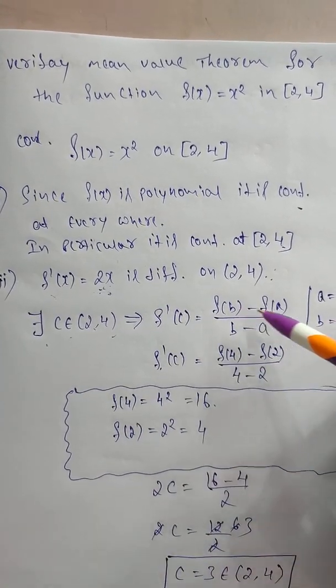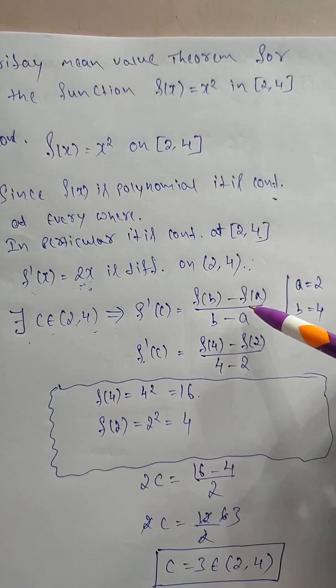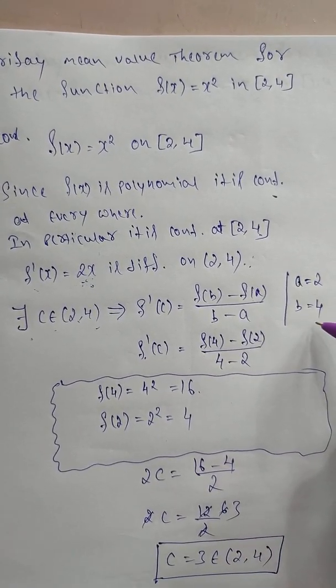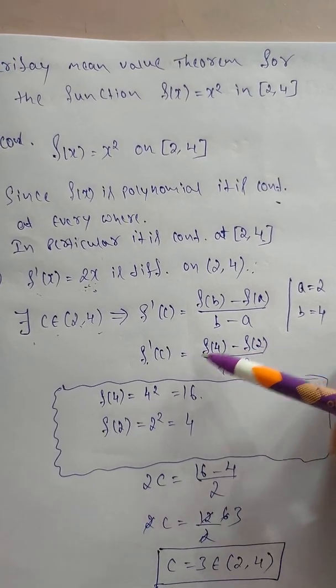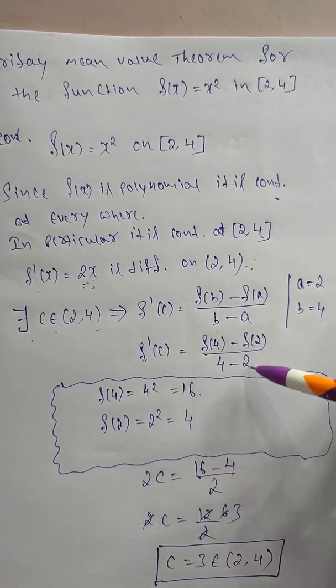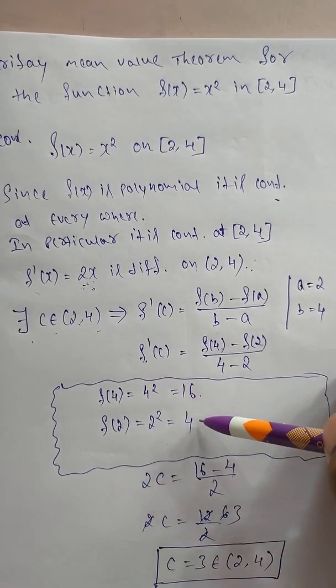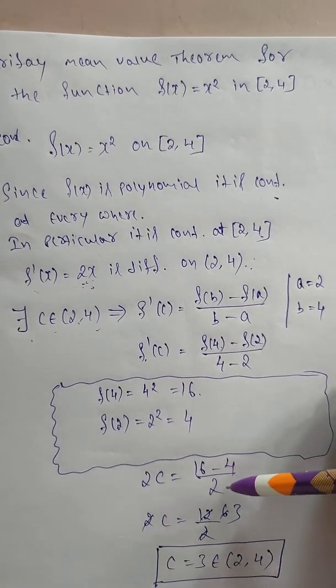f'(c) = (f(b) - f(a))/(b - a). Here a is 2, b is 4. Substituting, f'(c) = (f(4) - f(2))/(4 - 2). What is f(4)? It is 16. And f(2) is 4. So (16 - 4)/2.